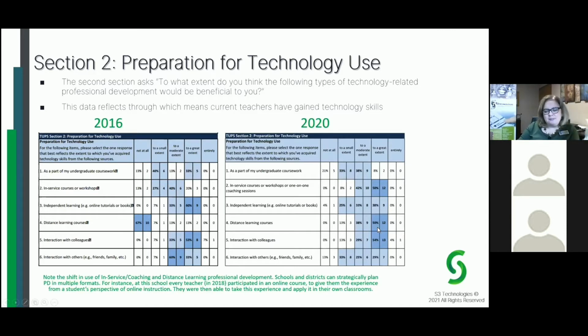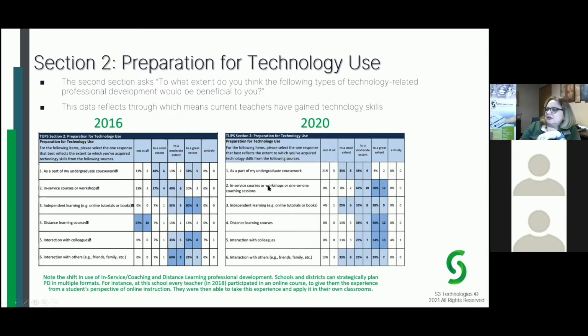So they had some idea of what it was like to take a remote class and be a part of a remote class. So even in this information, there's things you can target in here. We targeted a couple things in here. We targeted interaction with colleagues, number 5. We really wanted to grow their ability to collaborate and to feel comfortable sharing ideas and sharing best practices with each other. So that's one area we've really focused on.